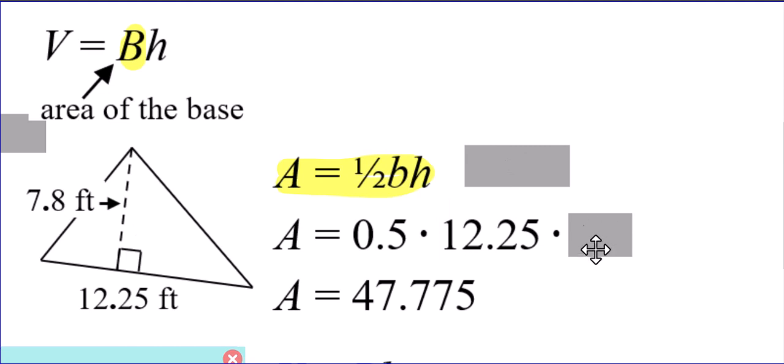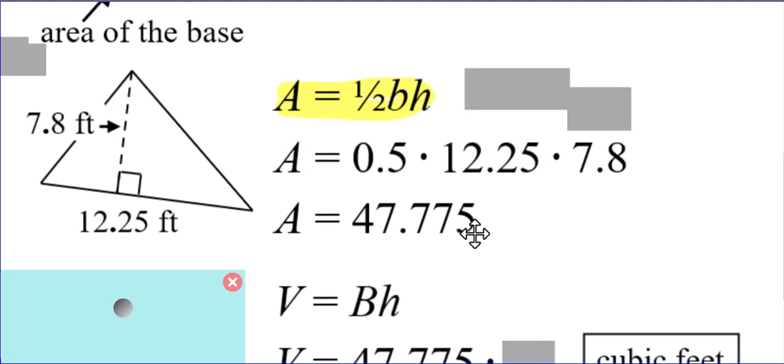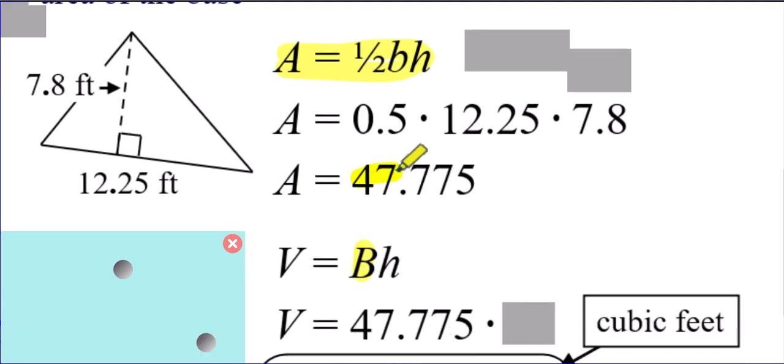All right, so formula, substitute, solve. We substitute those numbers in for the base and the height, get our area. That area will become the capital B. And you can see that right here.